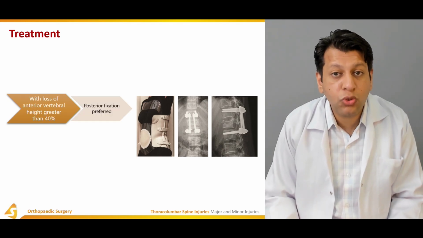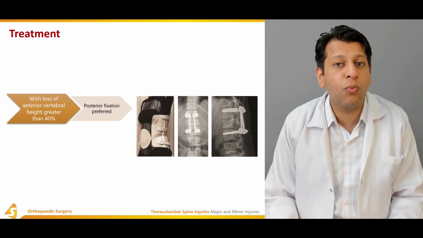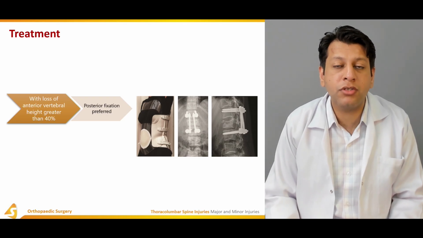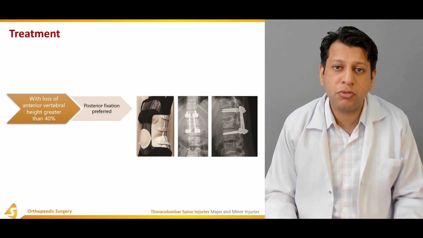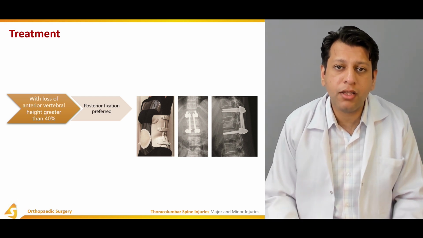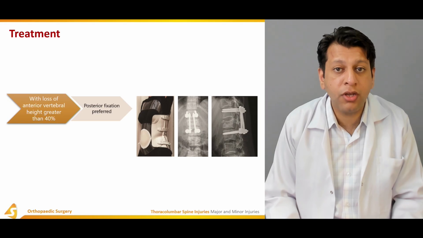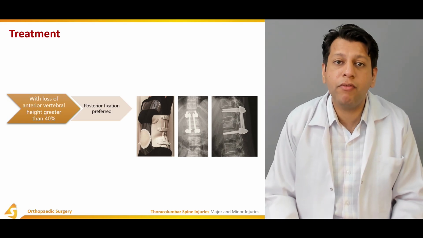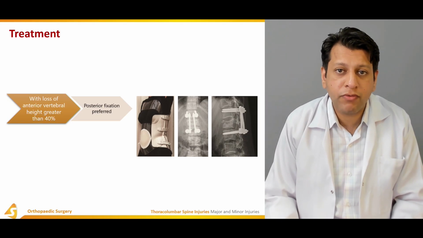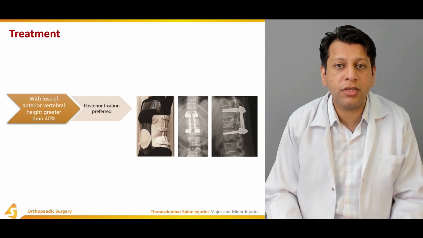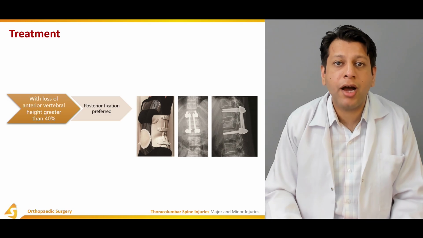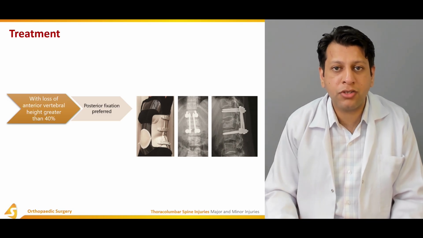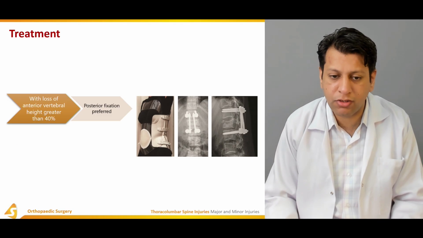Mostly if there is isolated loss of height only, a posterior fixation is preferred, that is, going through the posterior approach and fixing the spine so that the height can be restored. The height can be restored by fixing pedicle screws, which are then connected to the rods, and then distraction can be done over those rods. Therefore the height of the fracture is restored by use of those distraction rods.